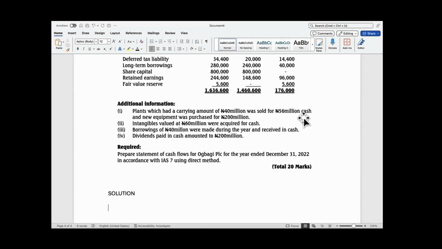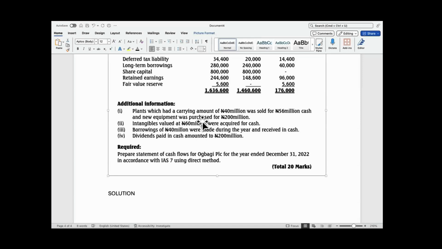They said a new equipment was purchased for 200 million. That's a cash outflow, acquisition of assets under investing. They said intangibles valued at 60 million were acquired for cash. Cash outflow under investing. Note 3, they said borrowings of 40 million were made during the year and received in cash. Cash inflow, financing. Dividend paid in cash amounted to 200 million. Cash outflow, financing. Free marks, and that's how it is.